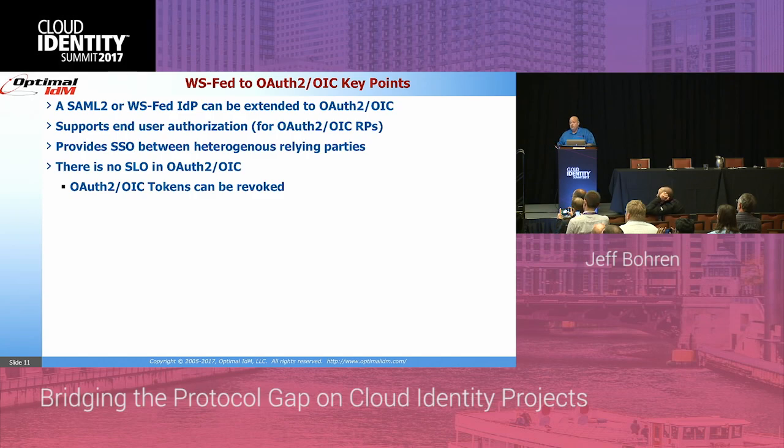We can also support end-user authorization if the relying party is an OAuth2 or OpenID Connect relying party. Obviously, we can't do it if it's a SAML2 or WS-Federation relying party because it's simply not supported in the protocols. An important thing to note is there's no single logout in OAuth2. I know the OpenID Connect standards body is working on that, and I think the draft is out. They're hoping to standardize it soon, but it's not there yet. However, you can revoke OAuth2 tokens.